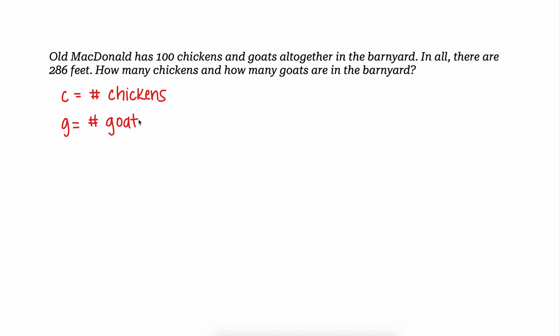So we're going to do 2 equations here. We're told that he has 100 animals. So the number of chickens plus the number of goats is going to equal 100. And then it tells us there's 286 feet. So the chickens have 2 feet. So to get the number of feet for the chickens, it's going to be 2c. The goats have 4. So 4g will be the number of feet there, and that's going to equal 286.